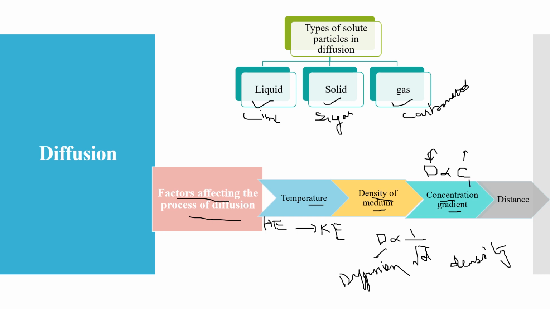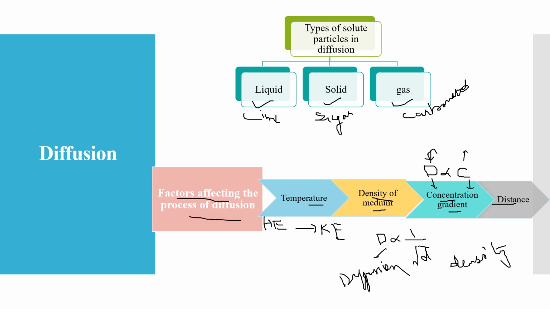If the concentration is less and less perfume is sprayed, then the process of diffusion will be slower, and after some time the smell or the fragrance of the perfume can be detected. Next is distance. The process of diffusion is also affected by distance. It means that if there is a very large distance, then the process of diffusion is affected.